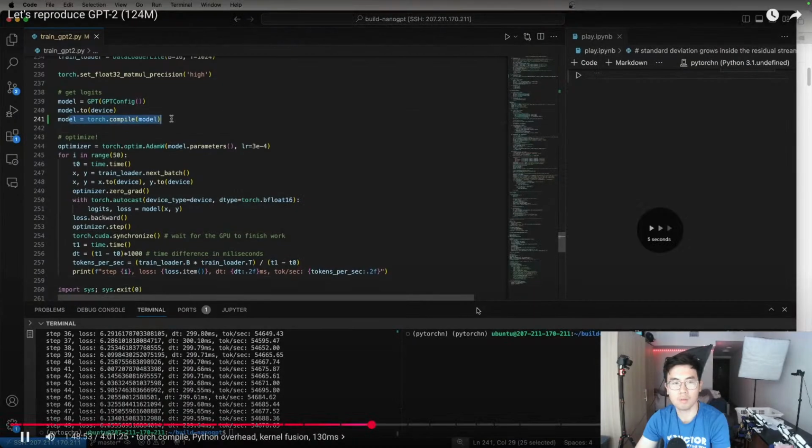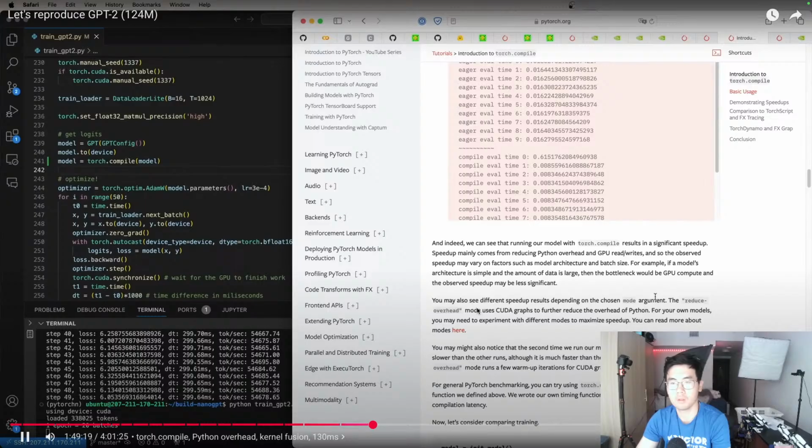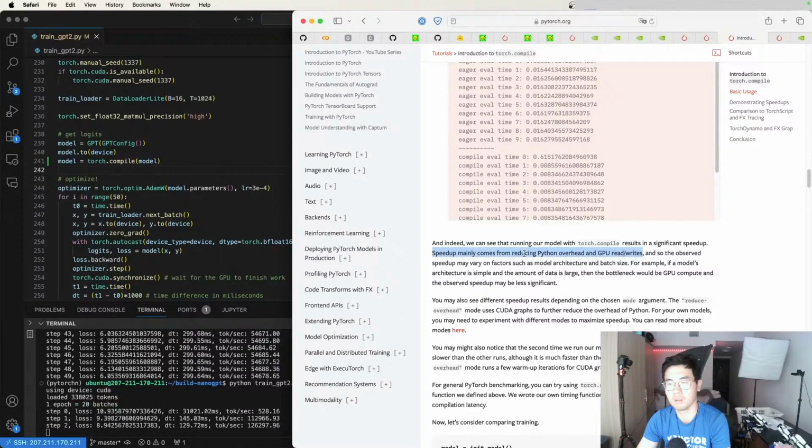Let me run that, because this will take some time to run, but currently remember we're at 300 milliseconds. I kind of feel like you should be using torch.compile almost by default, unless you're debugging. And there's one line in the torch.compile documentation that I found gets to why this is faster: the speedup mainly comes from reducing Python overhead and GPU read writes. So let me unpack that a little bit.